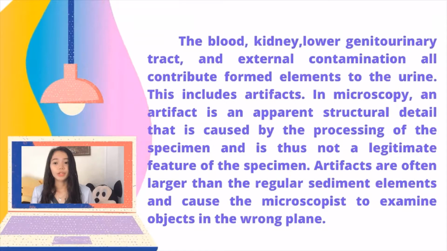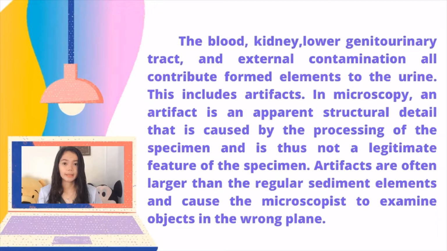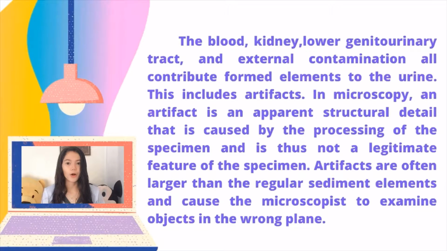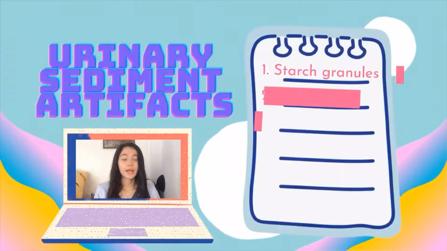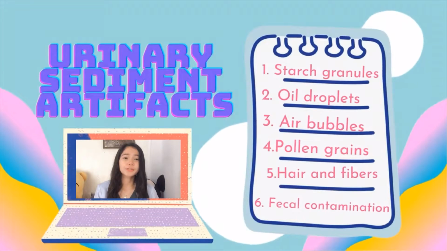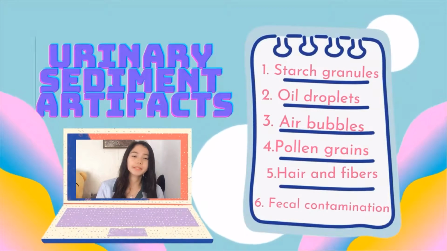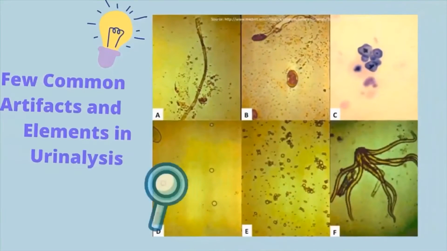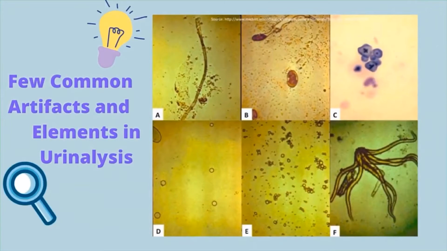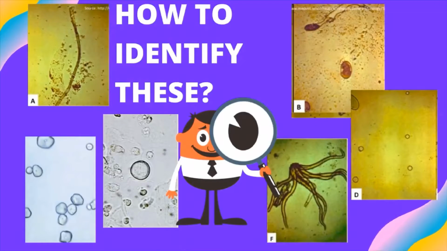Artifacts are often larger than the regular sediment elements and cause the microscopist to examine objects in the wrong plane. The urinary sediment artifacts include starch granules, oil droplets, air bubbles, pollen grains, hair and fibers, and fecal contamination artifacts and elements in urinalysis. So, how are we able to identify these things?